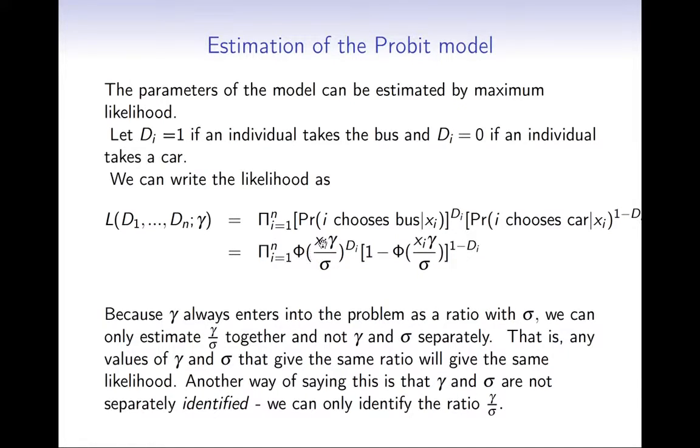Look at this equation: you can see that gamma always enters as a ratio with sigma. That tells you that you can only estimate gamma and sigma together, that you cannot estimate them separately, because any values of gamma and sigma that give you the same ratio would give the same likelihood. Think about it: if you multiply gamma by 2 and sigma by 2, you'd get the same likelihood. So only the ratio gamma over sigma is identified.